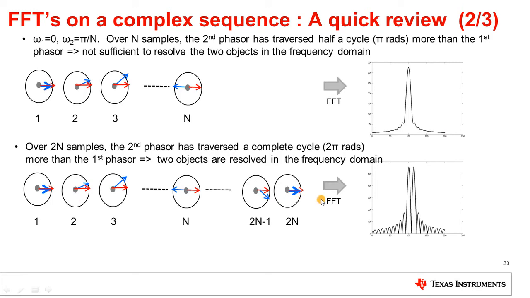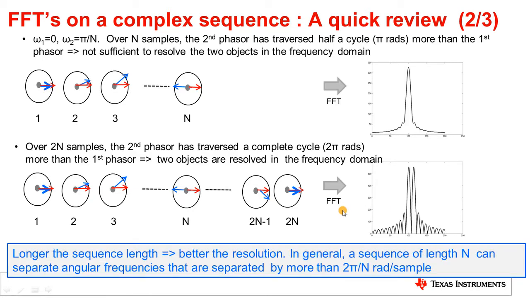Here you have the same two phasors, but now observed over a longer time period. We now have 2n samples instead of n samples previously. Over these 2n samples, the second phasor has traversed a full additional cycle compared to the first phasor. And as you can see, the two frequencies are now clearly resolved in the frequency domain. So the takeaway here is, the longer the sequence length, the better the resolution. And in general, a sequence of length n can separate angular frequencies that are separated by more than 2 pi by n radians per sample.